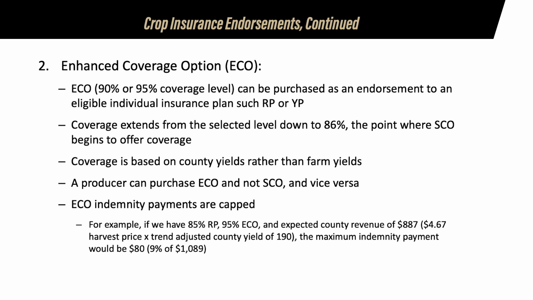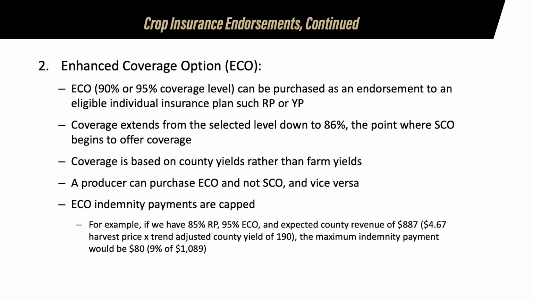95% coverage level. And so think of this as an addition or endorsement on top of your revenue protection or yield protection product, just like SCO. Coverage extends from the selected level down to 86%, which is the point for the SCO. And so if you're doing 90% ECO, you get protection from 86% to 90%. If you're doing 95% ECO, you get protection from 86% to 95%. That 95% is getting up there, folks.